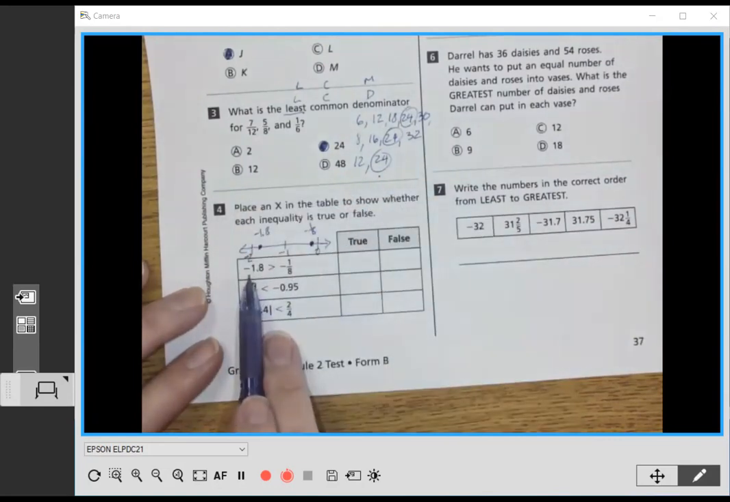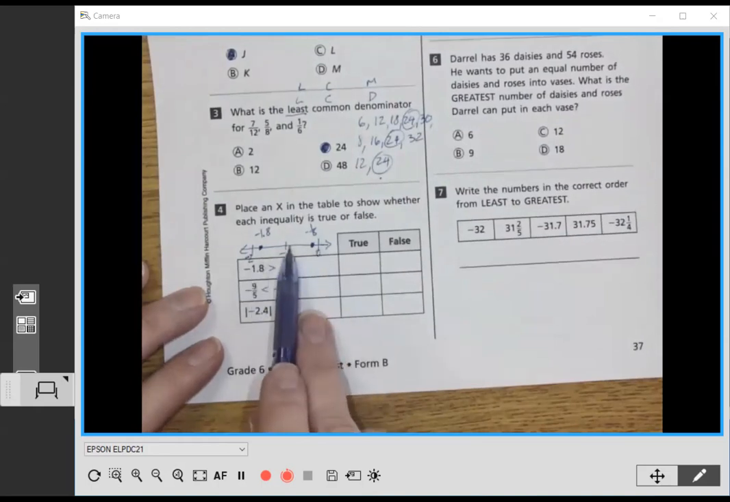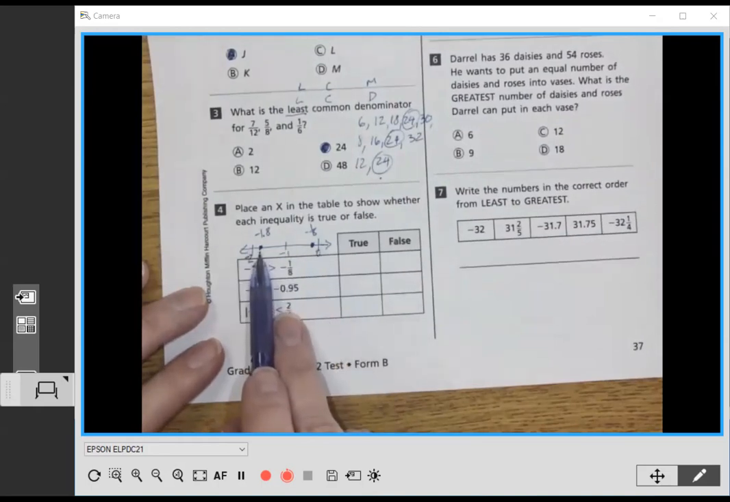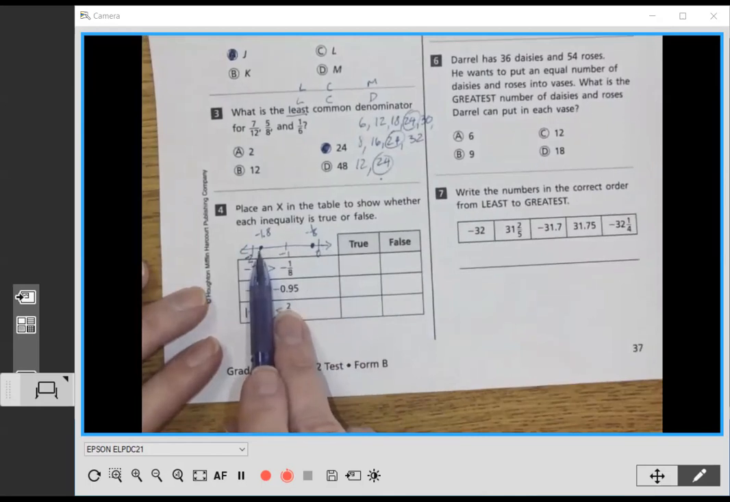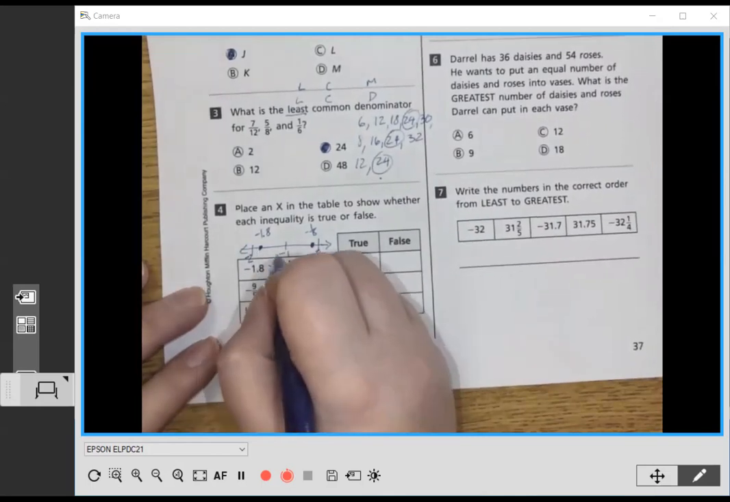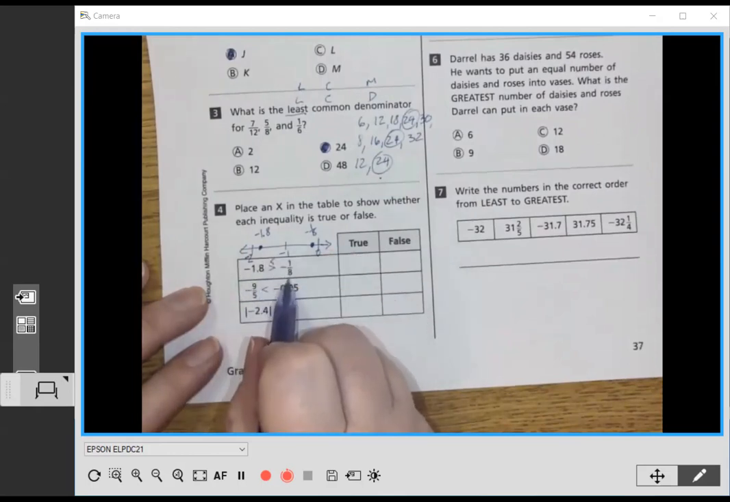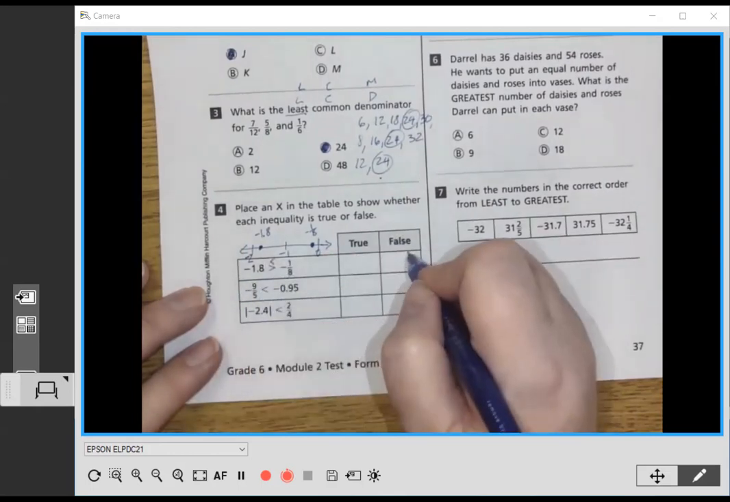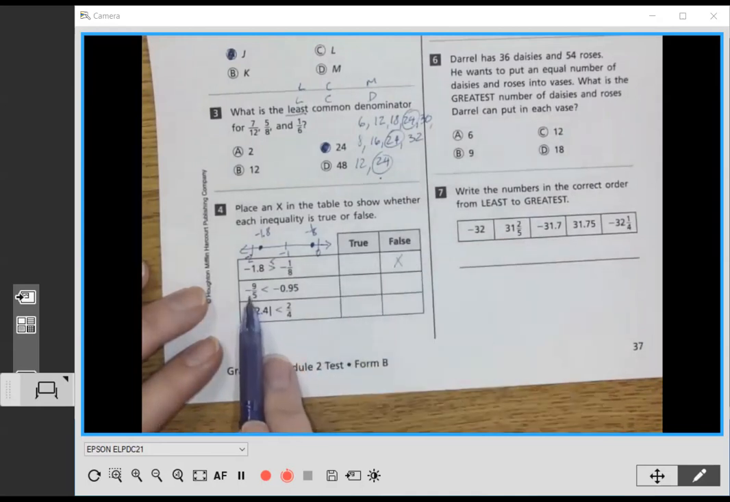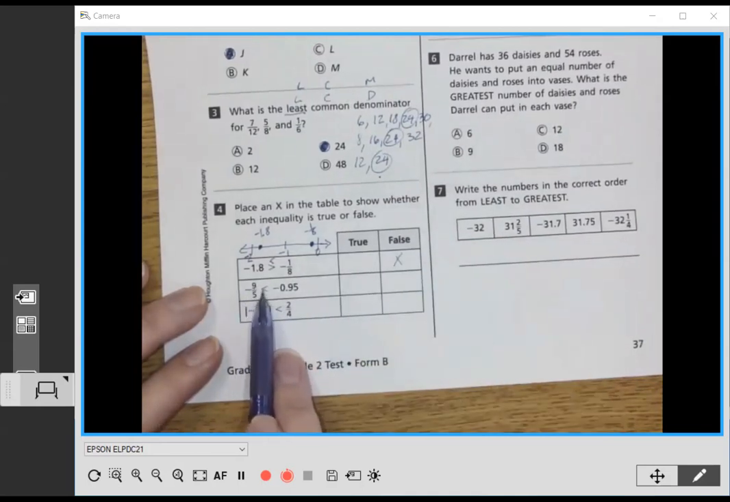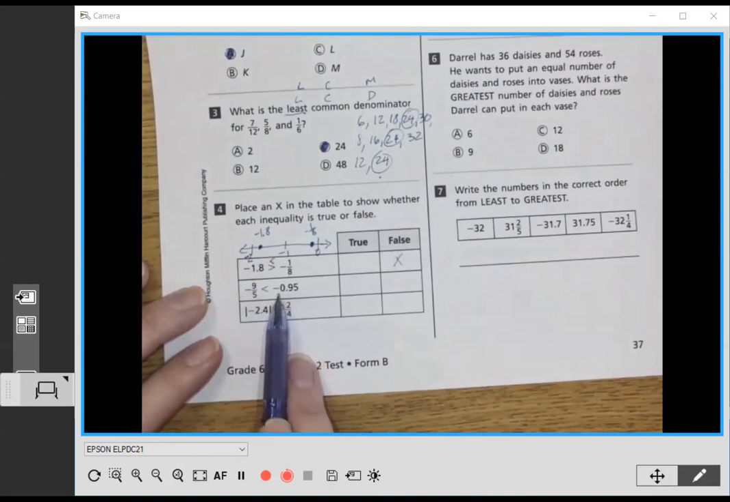So this says that negative 1.8 is greater than negative 1/8. That's false. Negative 1.8 is farther to the left, so that means it's smaller. So this should actually be the other way around: negative 1 8/10 is less than negative 1/8. So this is false. Then we have negative 9/5 is less than negative 95/100.